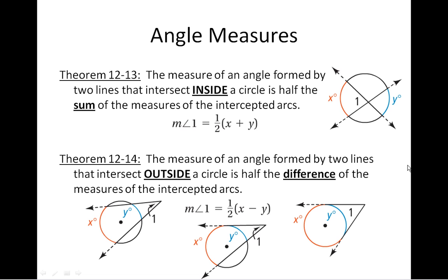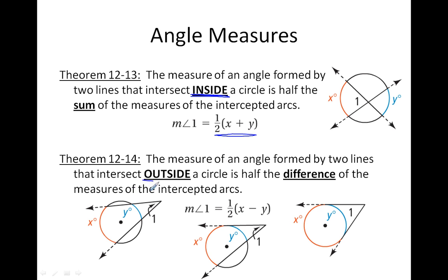Okay? Sometimes when you have more than one secant line, if you have two secant lines, they're going to intersect and they're going to form some angles. And so we've got some theorems that talk about the angles that are formed by that. If you have an angle that's formed inside a circle, so in this case angle 1 is inside the circle, then the measure of that angle is half of the sum of the intercepted arcs. So we add the two arcs together, divide it by 2.